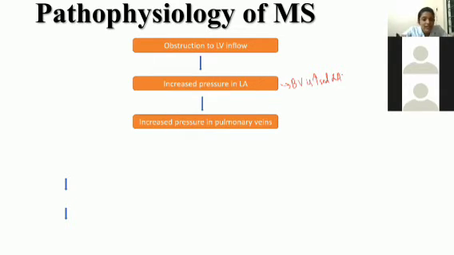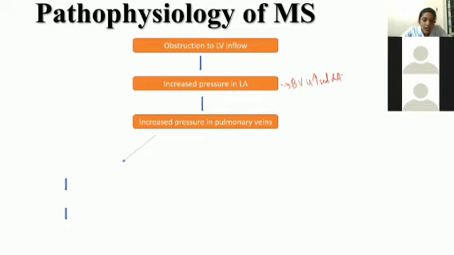So if there is increased pressure in the left atrium, what will happen? The blood flows back to the pulmonary veins. You're getting my point, no? If increased pressure is there in the left atrium, the blood will go back to the pulmonary veins. Even if the blood is not going back, the pressure will be increased inside the pulmonary veins due to the congestion.